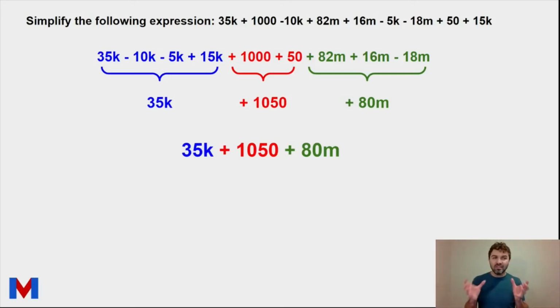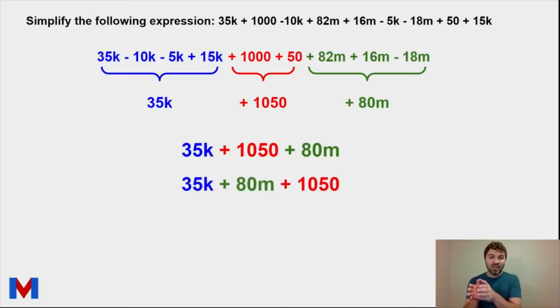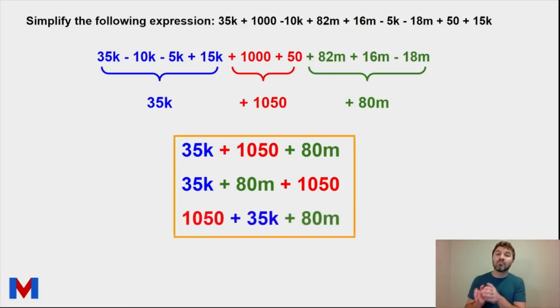This works. This is a simplified expression of that original expression. They're equivalent. However, it's not the standard way of writing expressions. Usually, we put the constant first or last. So either we can rewrite it as 35K plus 80M plus 1,050, or we can write it as 1,050 plus 35K plus 80M.